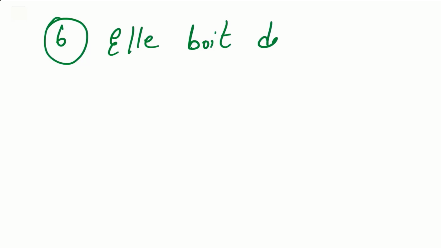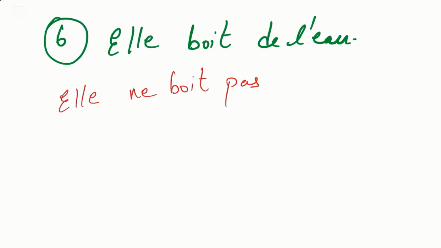D'accord? Let's see one more example now. The sixth example will be: Elle boit de l'eau. She is drinking water. Now she is not drinking water. We have to change it into negative. Elle ne boit pas, and this will change into de again. But we have to see that this is a vowel. E is a vowel. We will put d' with an apostrophe, and this will come as it is. Okay, she is not drinking water.